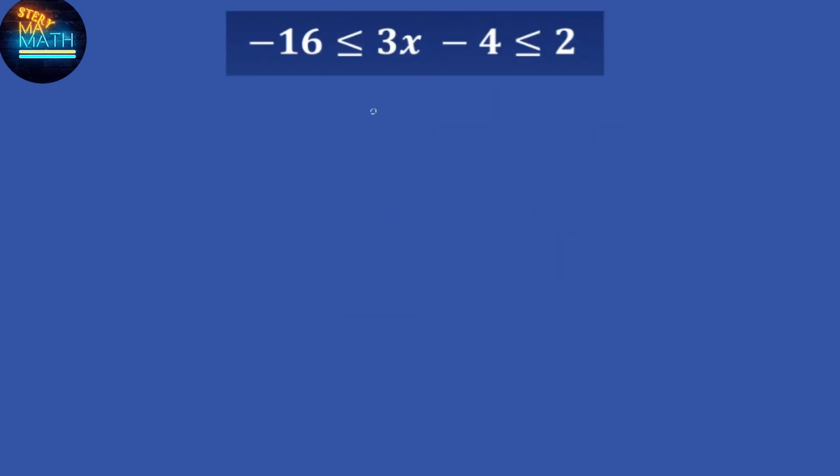Let's try this compound inequality. 3x minus 4 is greater than or equal to negative 16 and less than or equal to 2. By the way, you will do the same procedures here, but instead of adding 4 to both sides, you will add 4 to the 3 sides. So you will add 4 here, and here also plus 4, and here also plus 4.